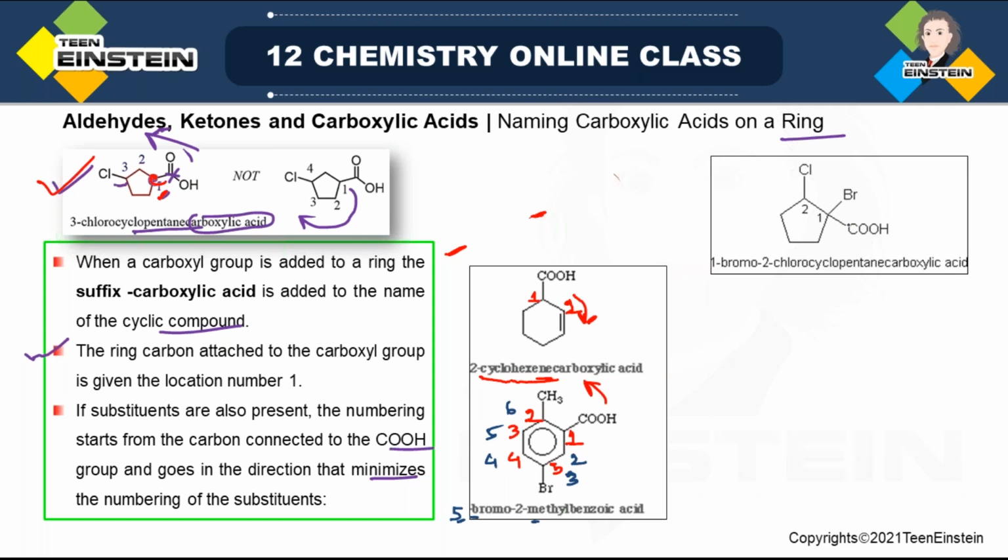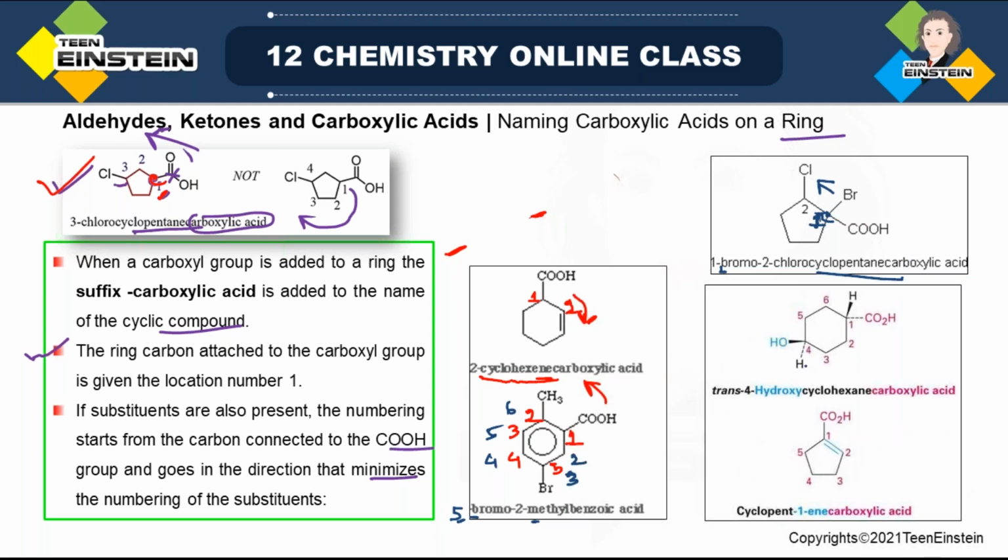One more example, CO2H. The carbon with which the CO2H group is there is 1, so numbering will be from here, and then 2 towards this direction because chlorine is present. Fine. And in the same position bromine is also there. Now among chloro and bromo, B will come before C, so first you have to write 1-bromo, then 2-chloro, and then cyclopentane carboxylic acid. So cyclopentane, it is a cyclopentane derivative, so we have to write the full term, and then it is carboxylic acid.